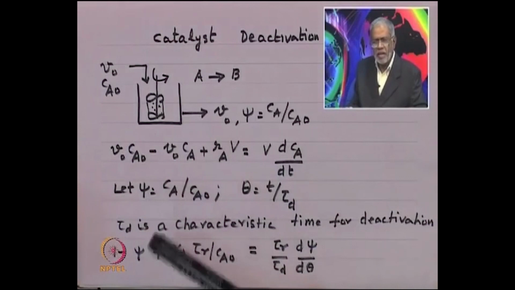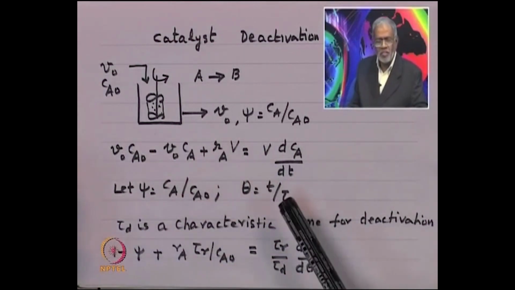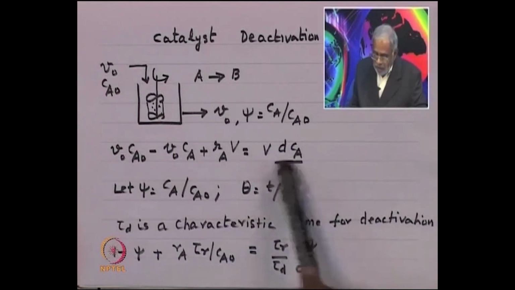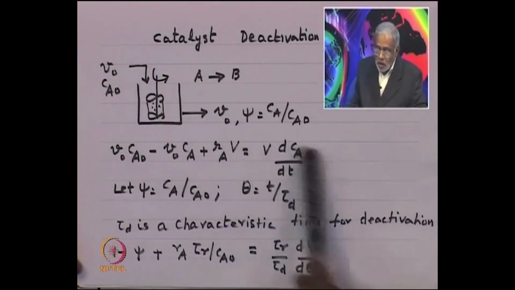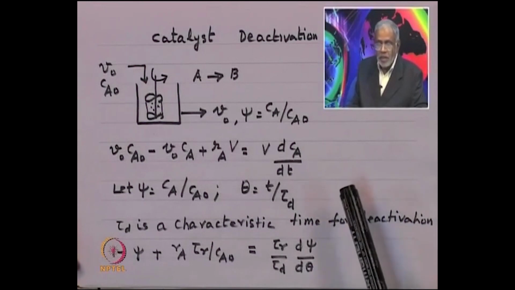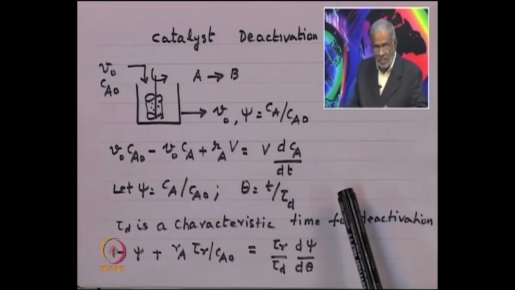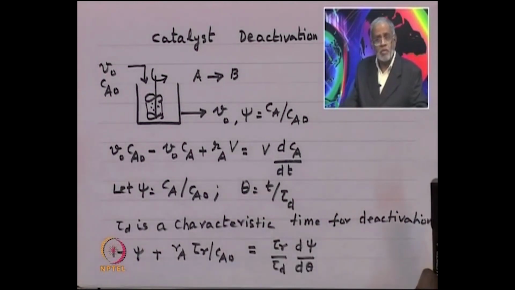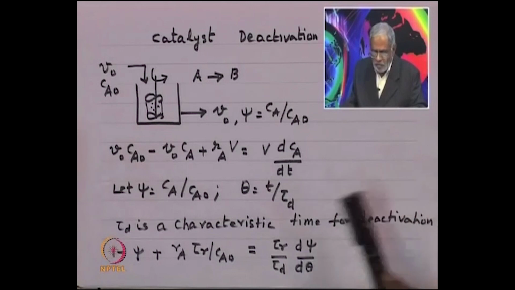But what is really of great interest to us is the time for which the catalyst would last. So, it makes sense for us to look at what happens to this equation in the time scale of deactivation. That time scale is taken as tau d. What is tau d? Tau d is the characteristic time for deactivation. For example, if the catalyst lasts for 1 year, our characteristic time is 1 year. That is the meaning of tau d.